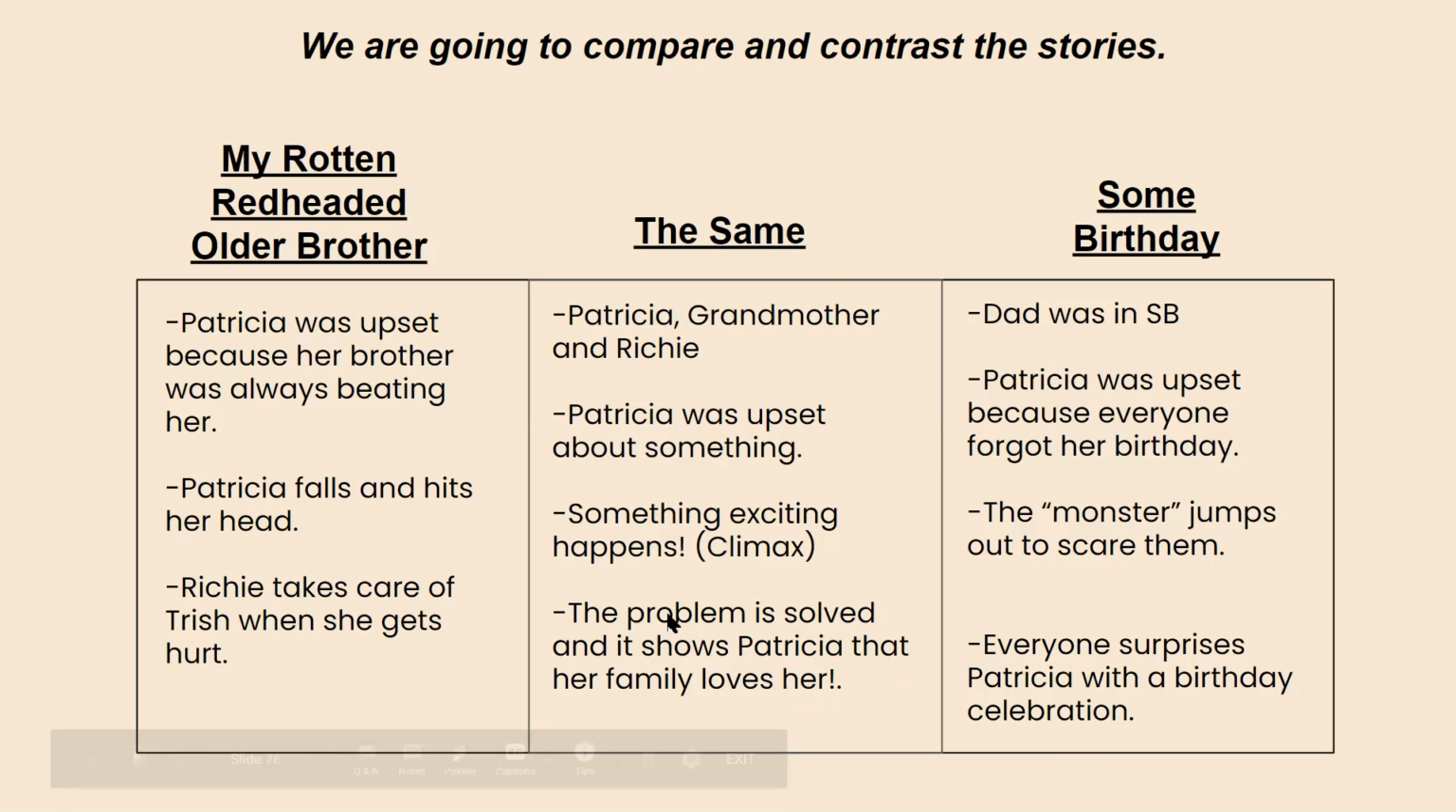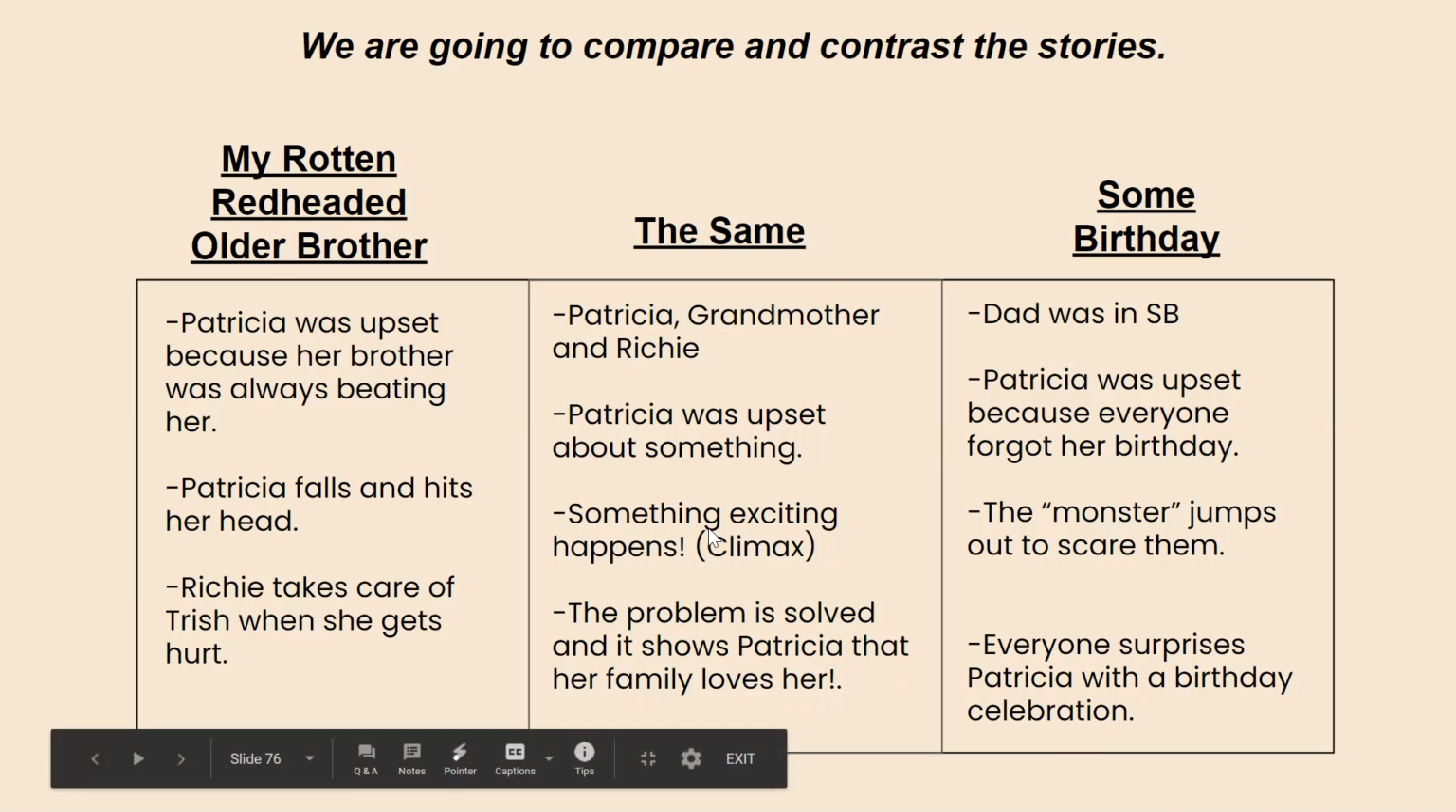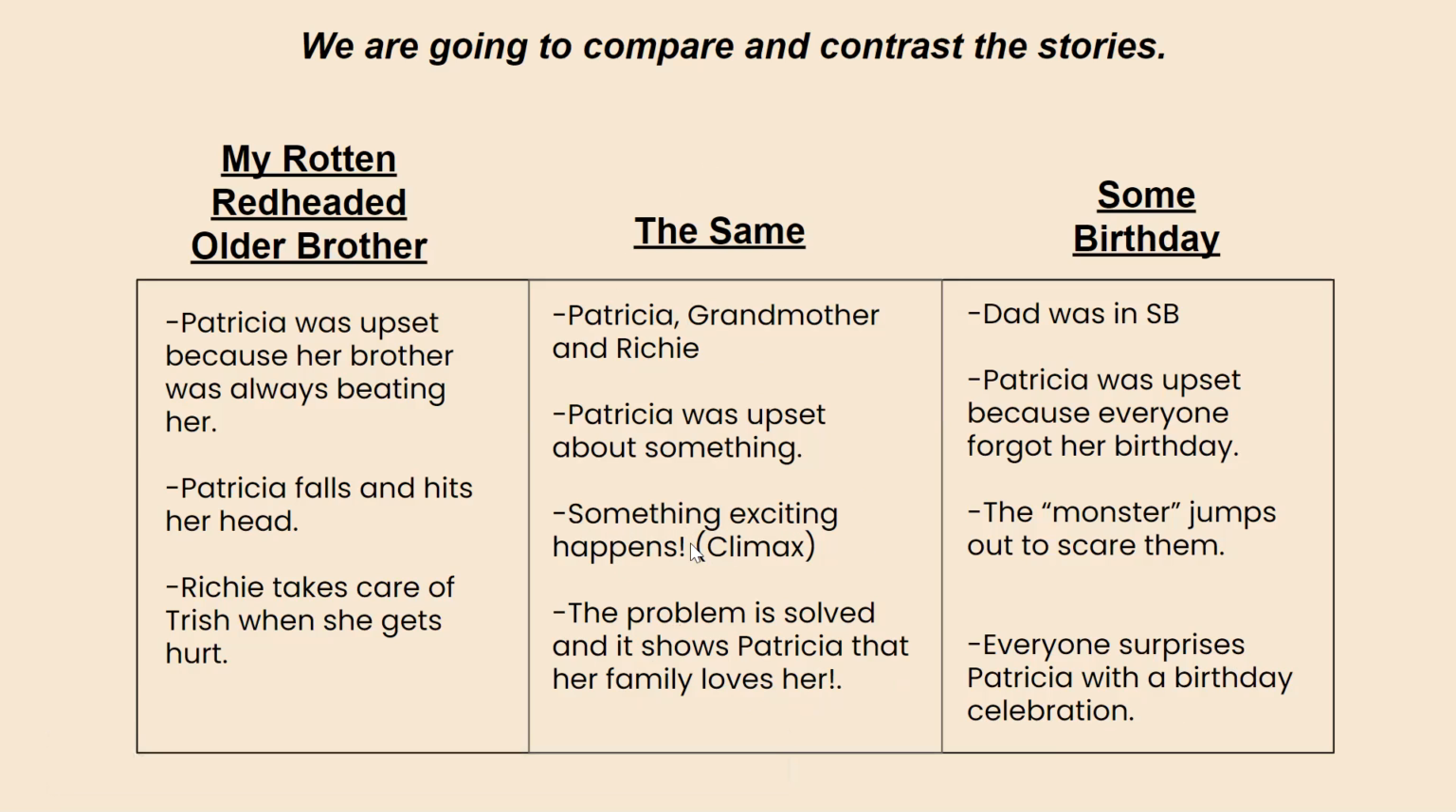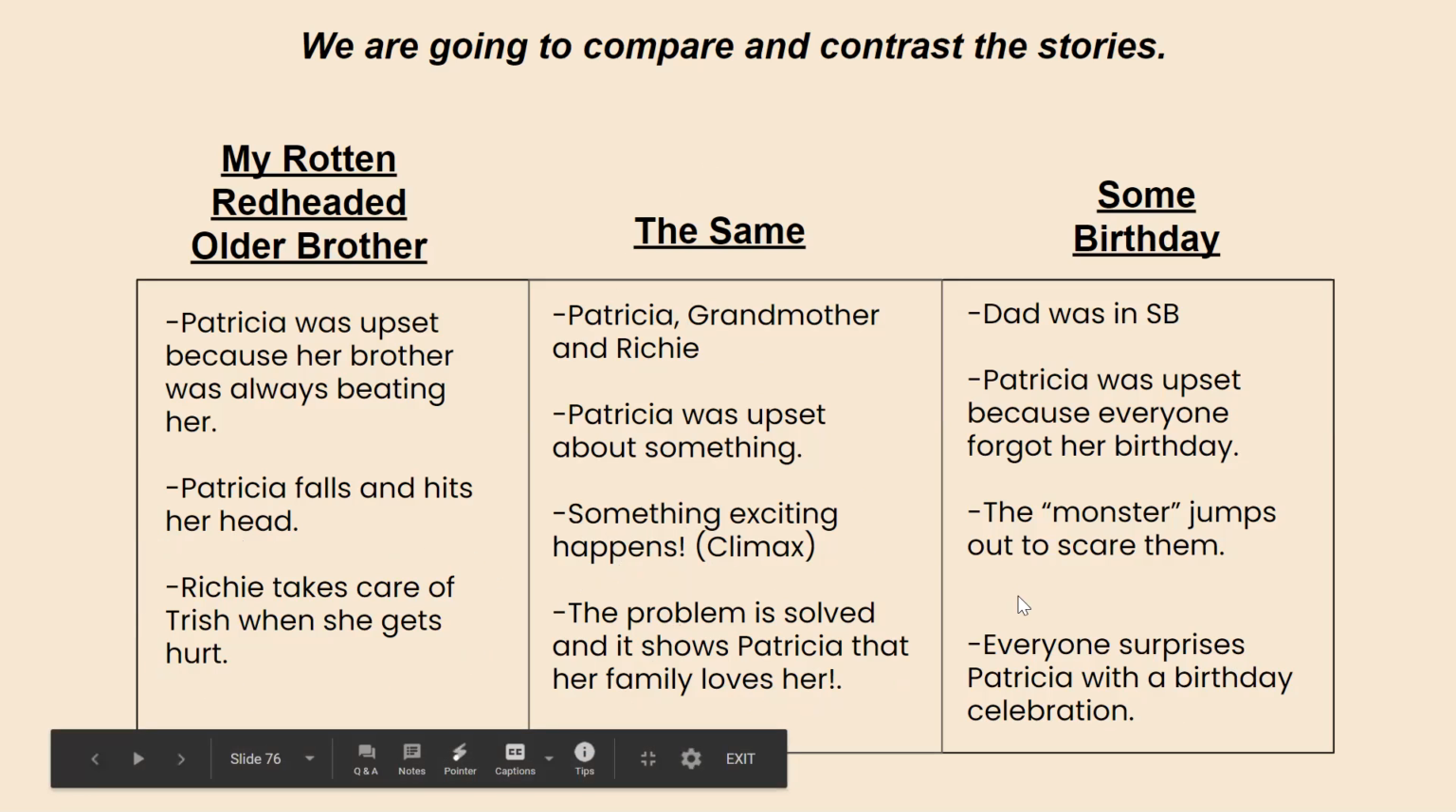It's okay if this is pretty general, right? This sentence is not very specific. Something exciting happens. That's not very specific. I can be more specific when I am contrasting, okay?